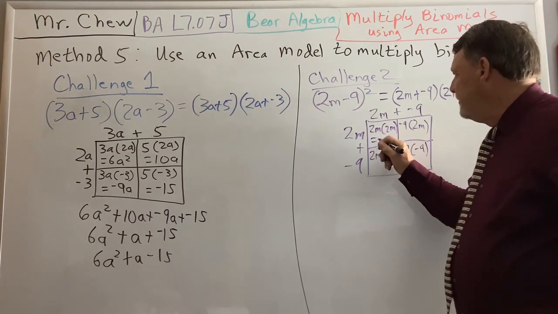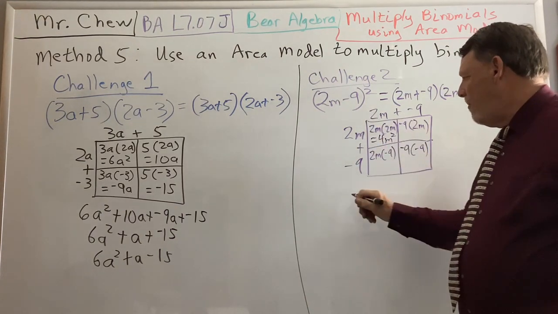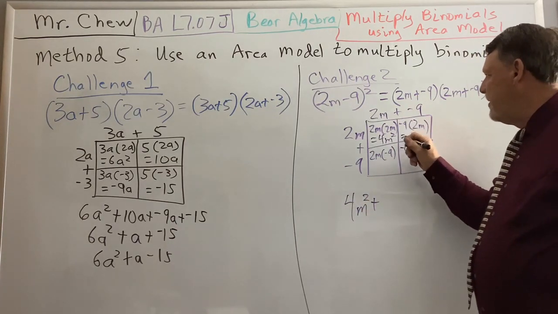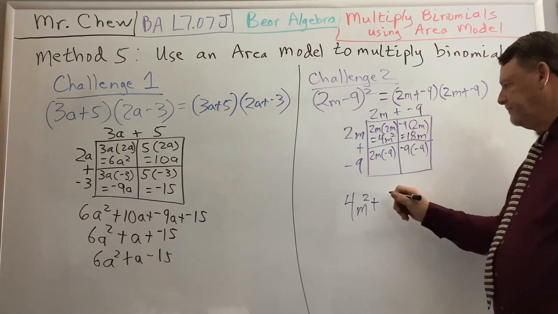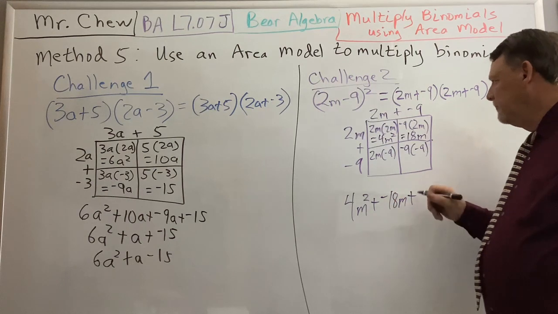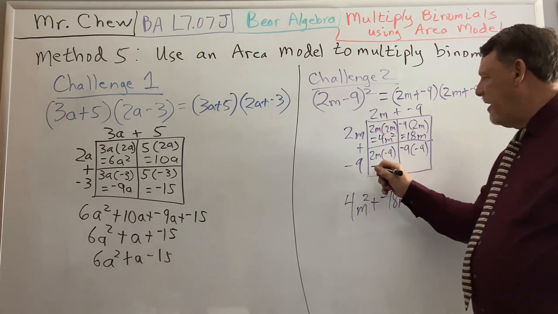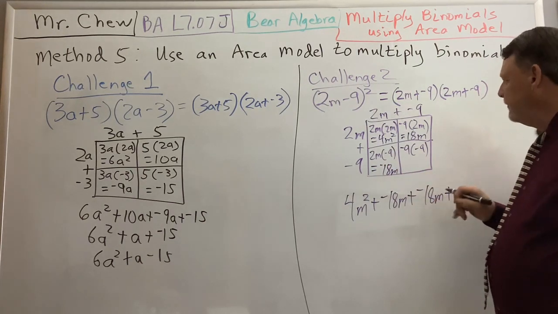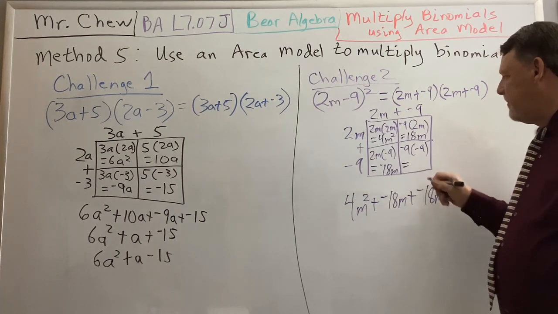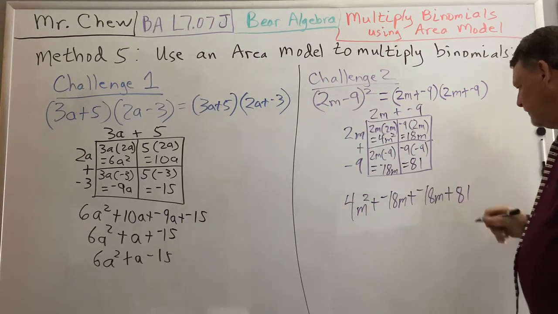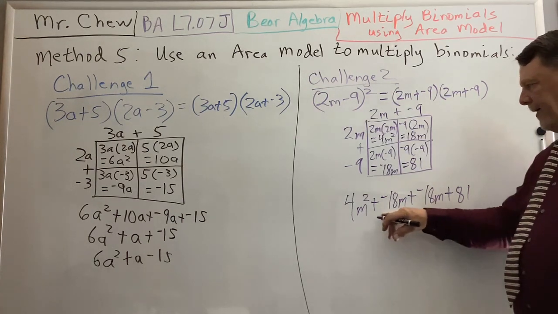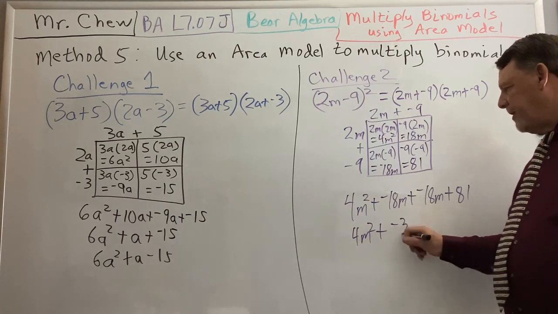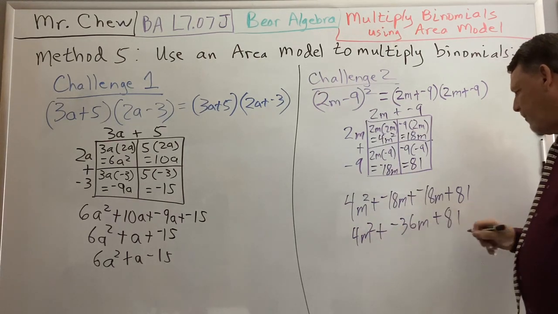2m times 2m is 4m squared. And then negative 9 times 2m is negative 18m. 2m times negative 9 is negative 18m. And then negative 9 times a negative 9, a negative times a negative is a positive 81. Do I have any like terms? I sure do right here. So I have 4m squared plus negative 36m plus 81.